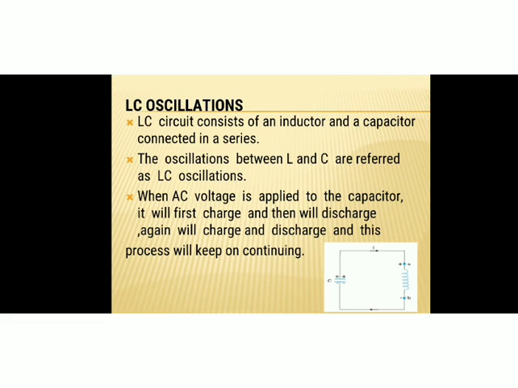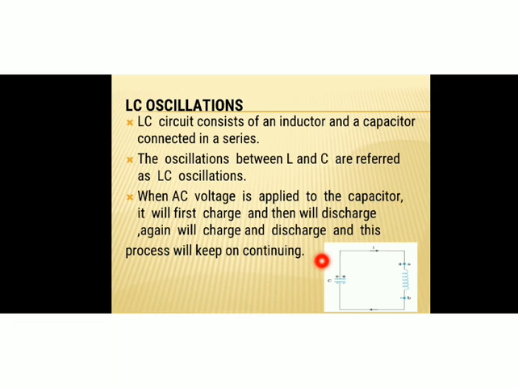Now, what is LC oscillations? LC oscillation is a phenomenon associated with an LC circuit. An LC circuit means a circuit which consists of an inductor and a capacitor in series. So, in the figure you can see a capacitor and an inductor connected in series. So, this is an LC circuit. And the oscillations between the inductor and the capacitor are referred to as LC oscillations.